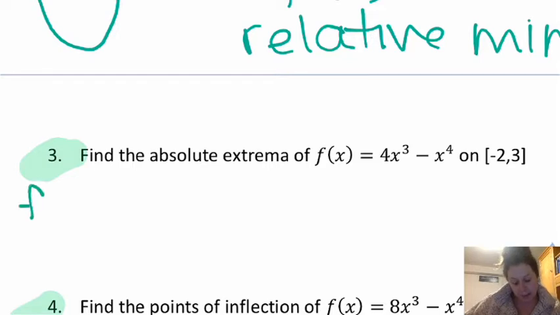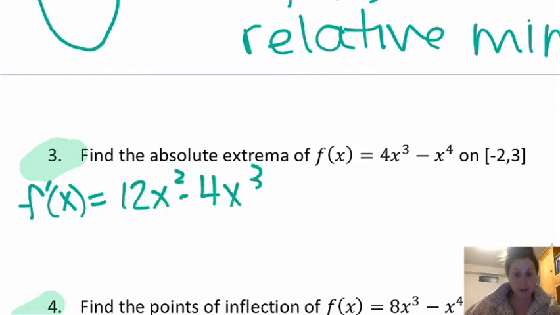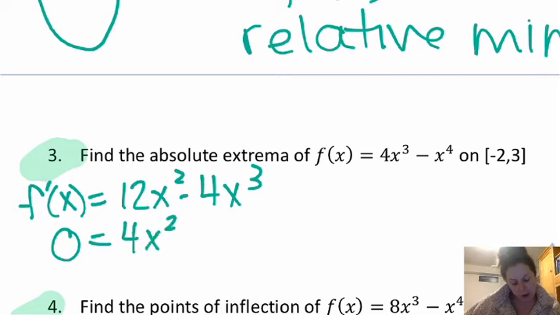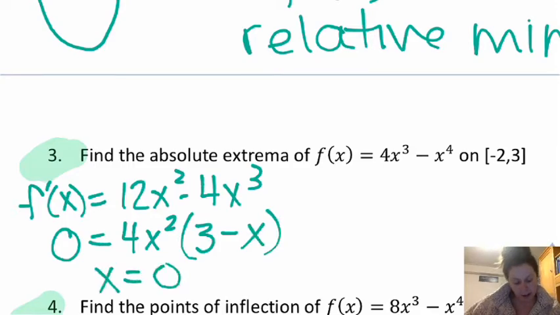So I'm going to start by finding the critical values, which is, let's see, f prime is 12x squared minus 4x cubed. Set that equal to 0. So I'm going to take out a 4x squared, and that would leave me with 3 minus x. So I get x equals 0 and x equals 3 as my critical values.